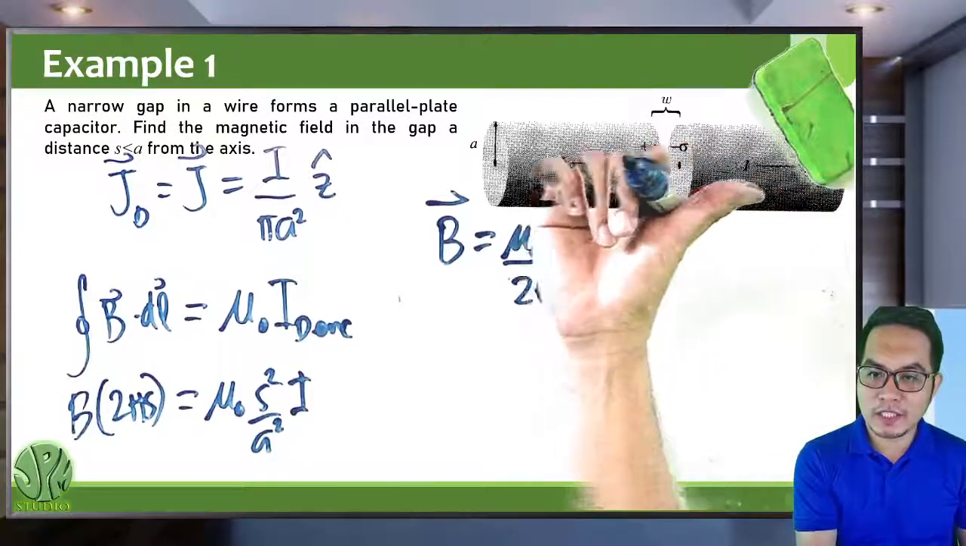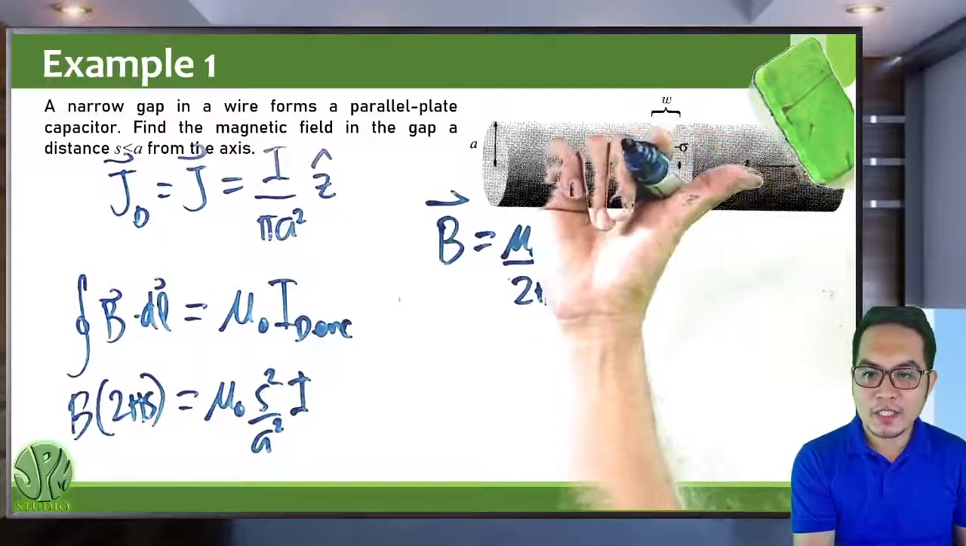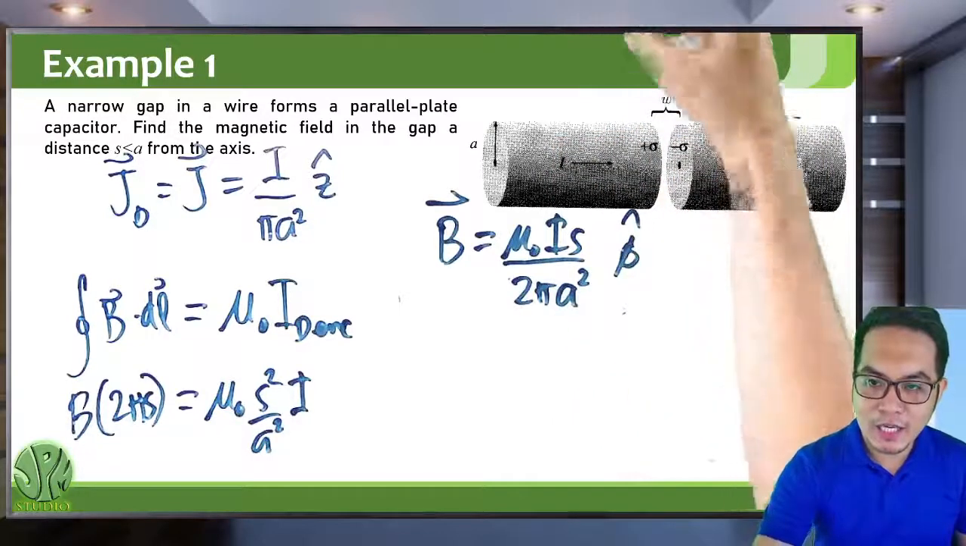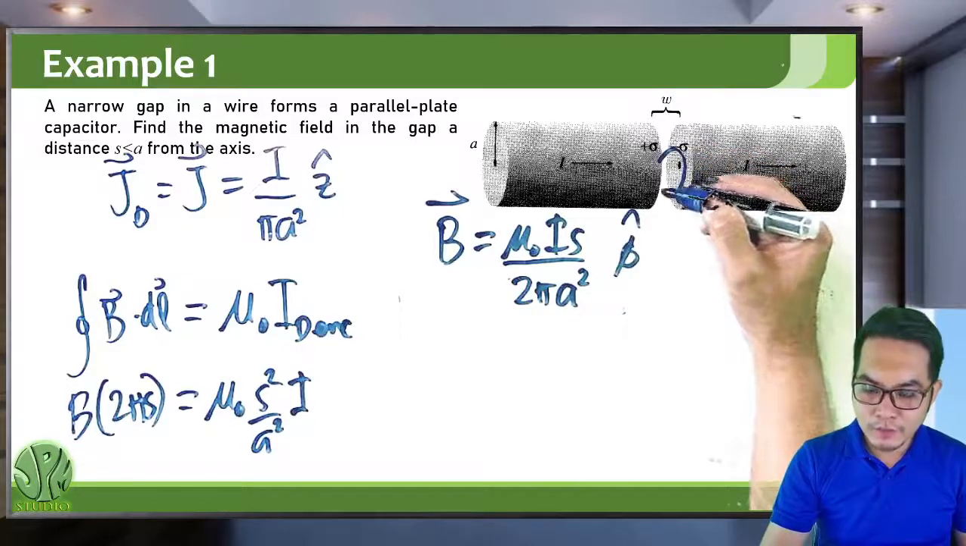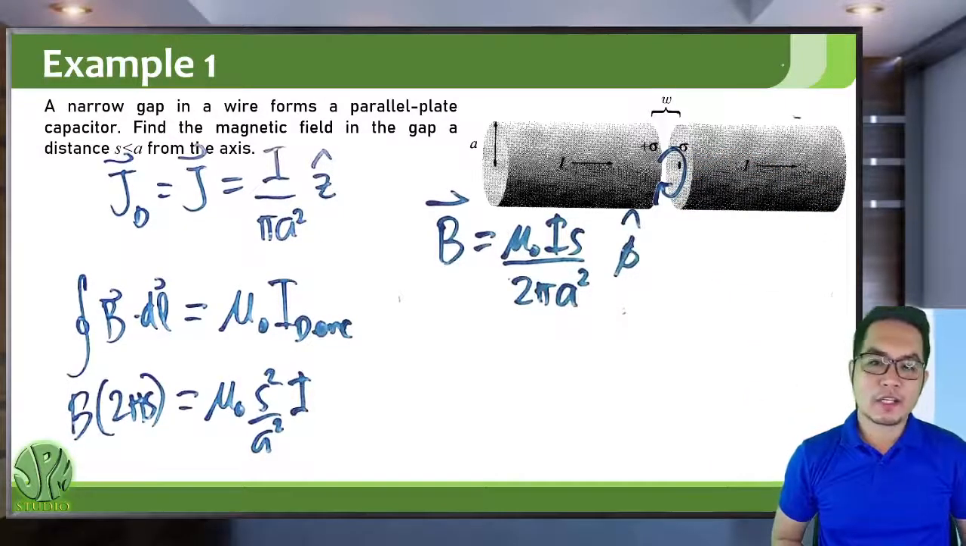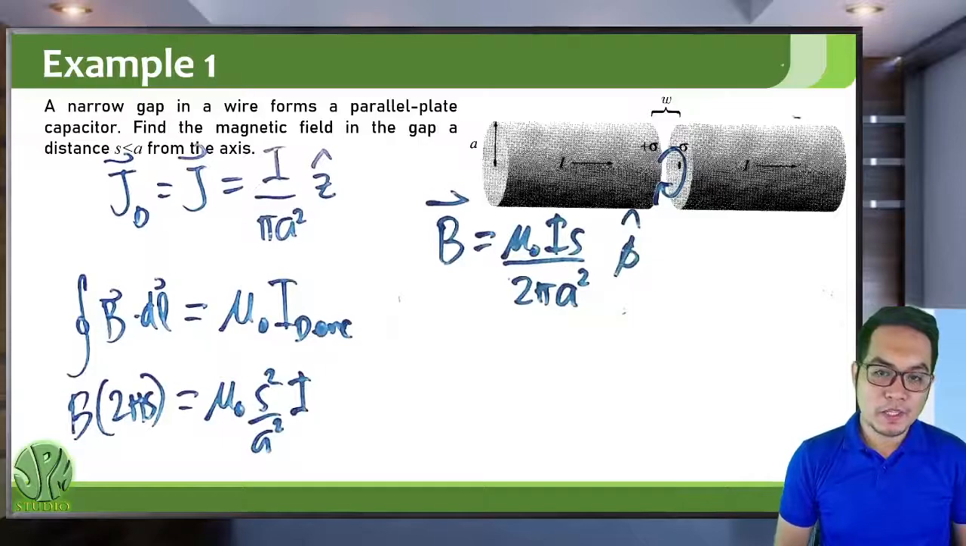So the current and the displacement current is in this direction, along the z hat direction. Therefore, the magnetic field is in the phi hat direction. It's curling around the displacement current. So that is how displacement current works.